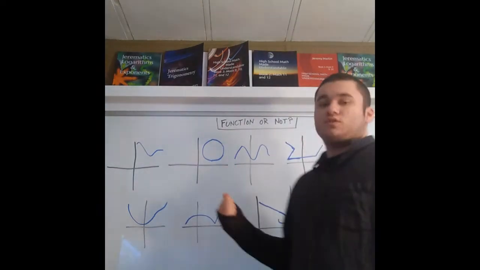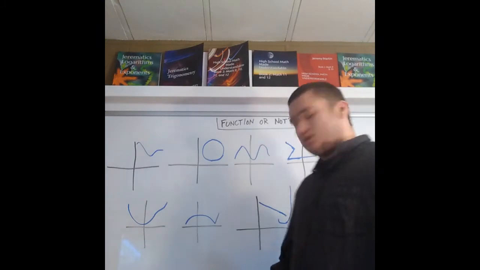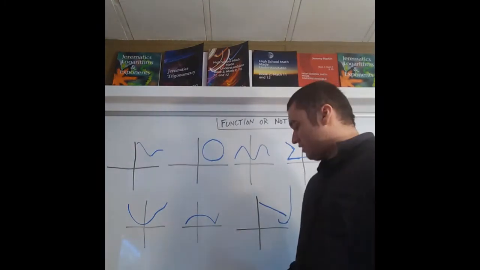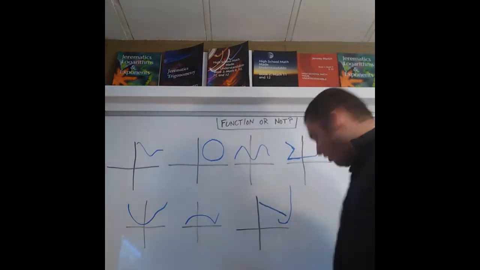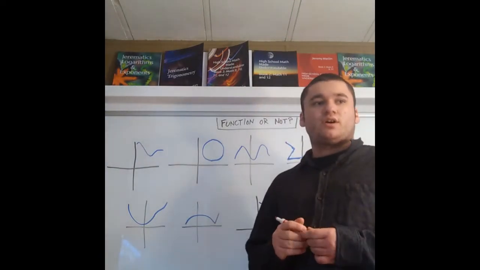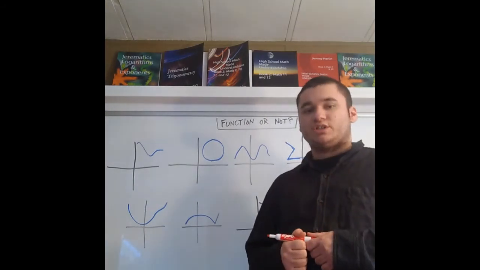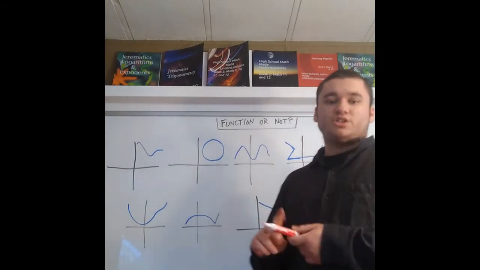The test we use to determine if something is a function or not is a fairly simple test. And this is a test that we do graphically. It's called the vertical line test. And all the vertical line test is, we literally draw a vertical line through our equation graph, and if it crosses the graph twice, then it's not a function. If it only crosses once, then it's a function.